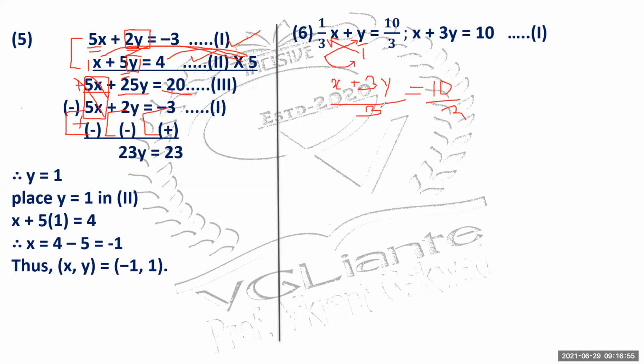Now you know that when the equations are equal, they have the same denominator, so you can cancel that denominator. That means 3 on both sides would be cancelled. So what is your equation? Your equation is left as x plus 3y equals 10. This is your first equation. Is this clear to all the students?